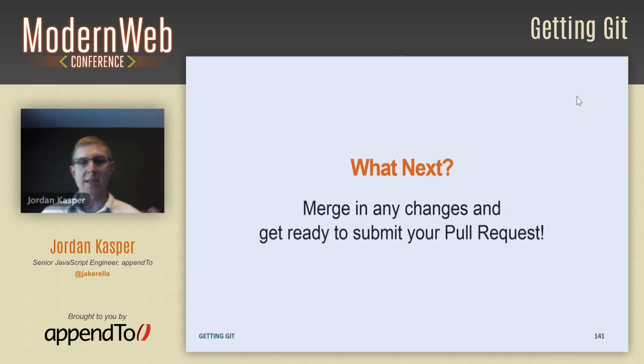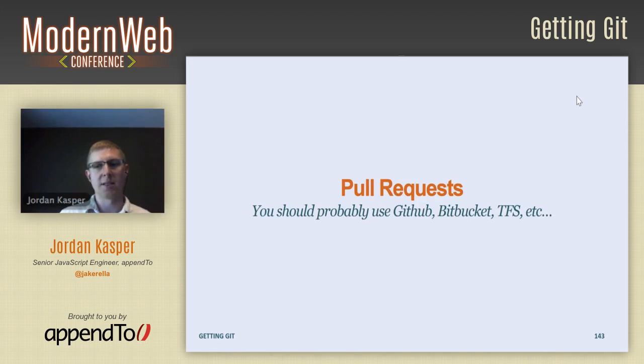All right, so what's next? You do your pull request, and honestly, you're going to do those through GitHub and Bitbucket. There is a native functionality for that. Don't use it, I promise. It's better to just use GitHub, Bitbucket, TFS, whatever you're using. Use their pull request mechanism. It's going to be much easier.